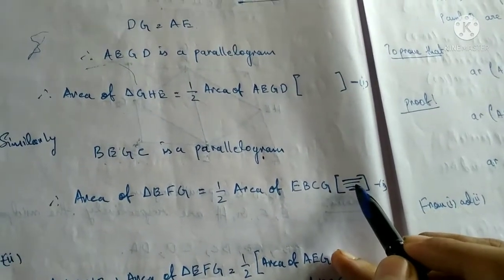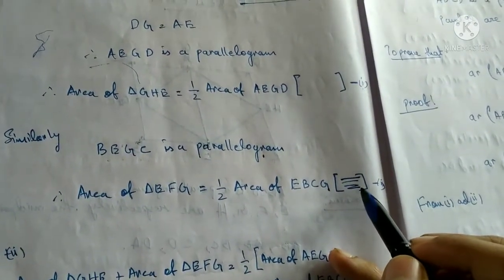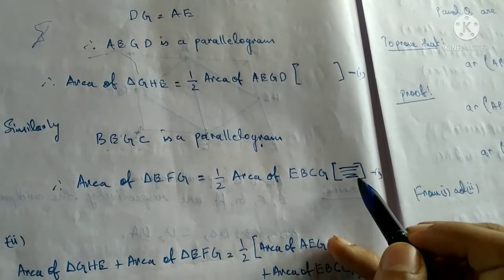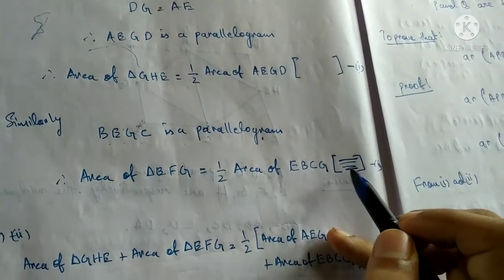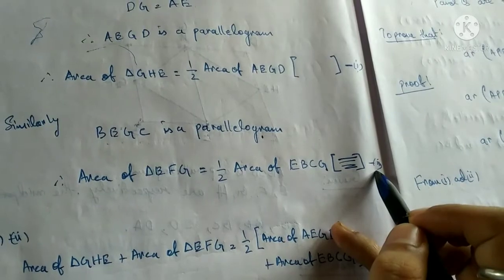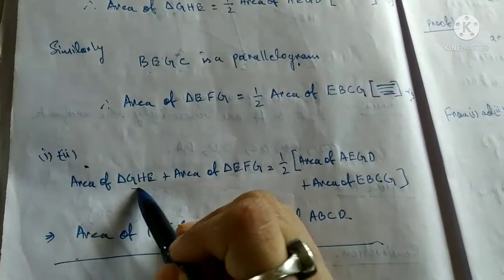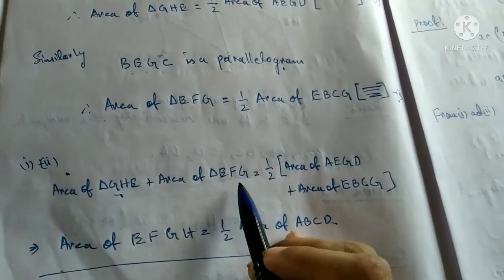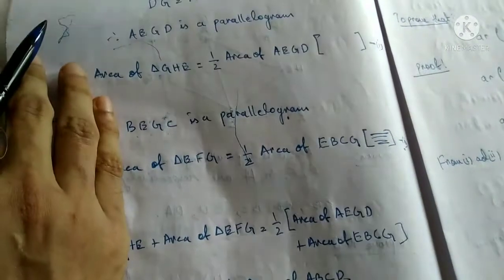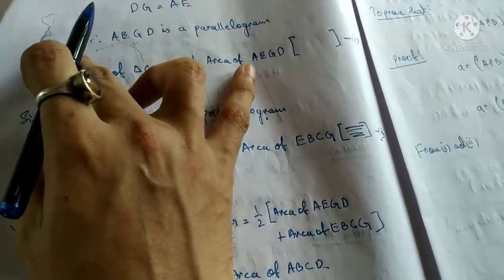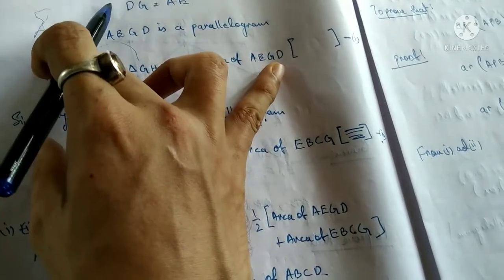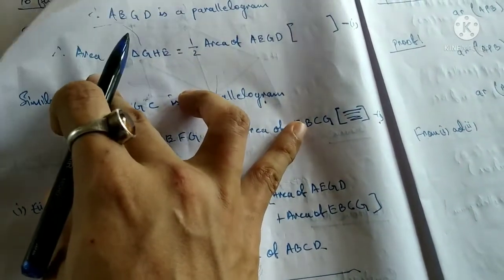If a triangle and a parallelogram are on the same base and between the same parallels, then the area of the triangle is half the area of the parallelogram, and this will be your equation number 2. Now equation 1 plus 2, if I do, then I will get area of triangle GHE plus area of triangle EFG is equal to half, I can take out common, area of AEGD plus area of EBCG.